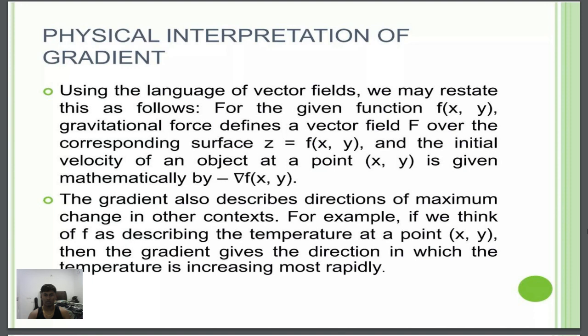The gradient also describes directions of maximum change in other contexts. For example, if we think of f as describing the temperature at a point x, y, then the gradient gives the direction in which the temperature is increasing most rapidly.